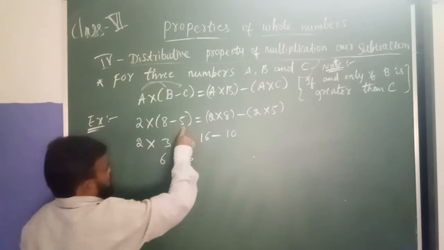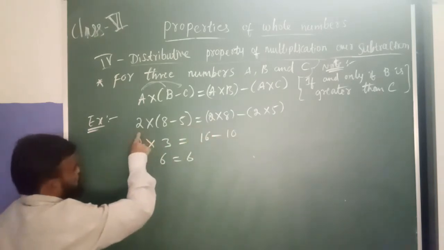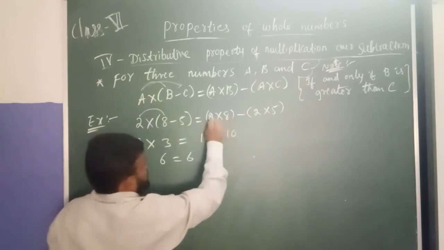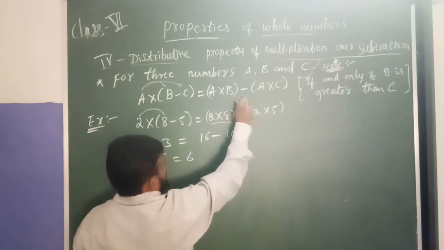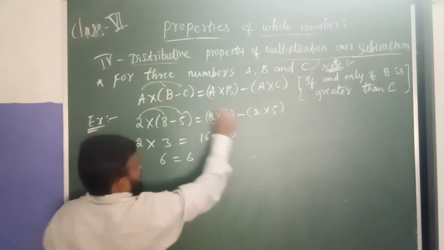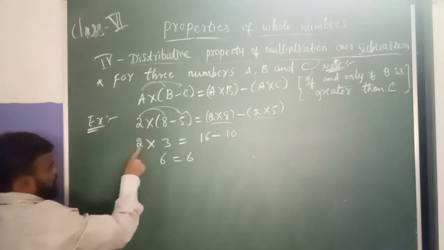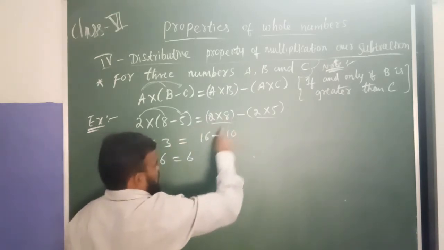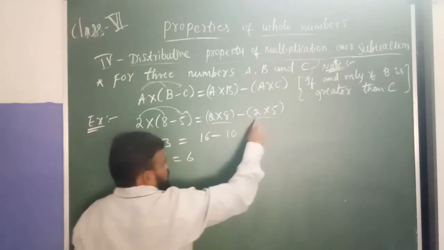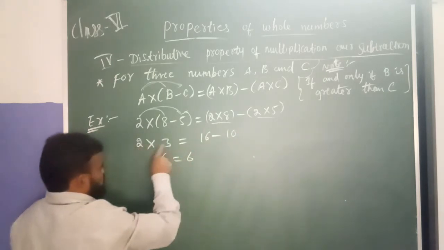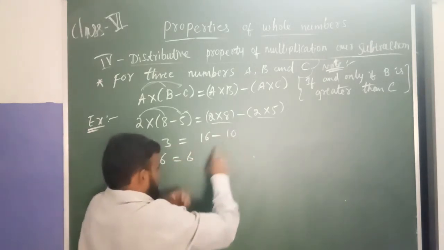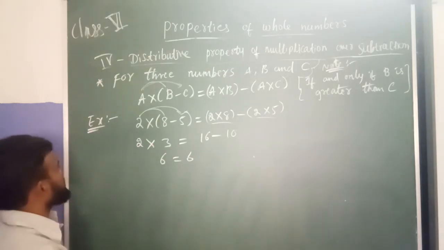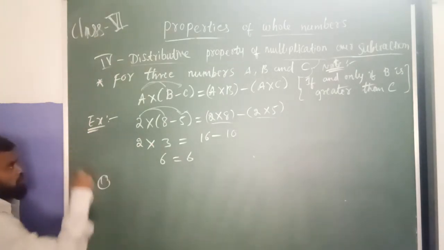2 into (8 minus 5). So here you see 2 into 8 minus 5. This into this multiply: 2 into 8, minus sign according to that, again 2 into 5. 2 into (8 minus 5, that is 3) is equal to 2 8s are 16 minus 2 5s are 10. And 2 3s are 6. 16 minus 10 is 6. Did you understand? Very simple tricks. So the first one I will do based on this.